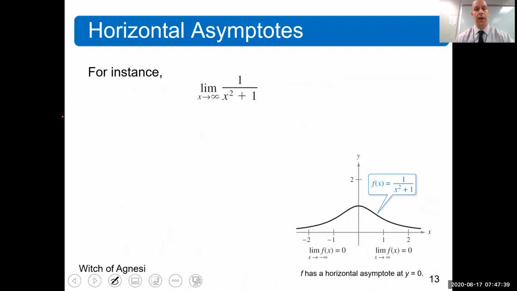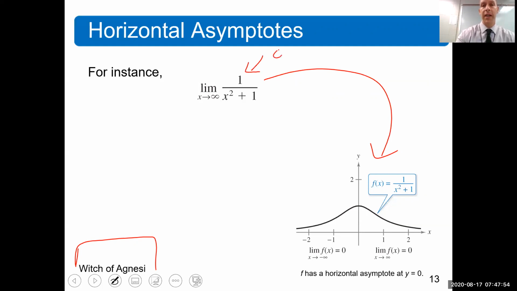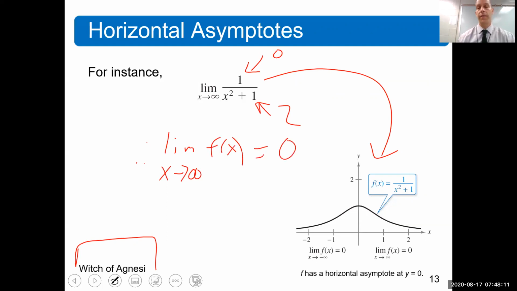Okay, horizontal asymptote. The graph of this function is here. This is known as the Witch of Agnesi. And we can simply use the guidelines we just had. The degree of the numerator is 0. The degree of the denominator is 2. That means the degree of the denominator is greater than the degree of the numerator. Therefore, the limit as x goes to infinity of f of x is 0. And we have that written down here. In other words, it also applies when we take the limit as x goes to negative infinity. In both cases, it goes to 0.